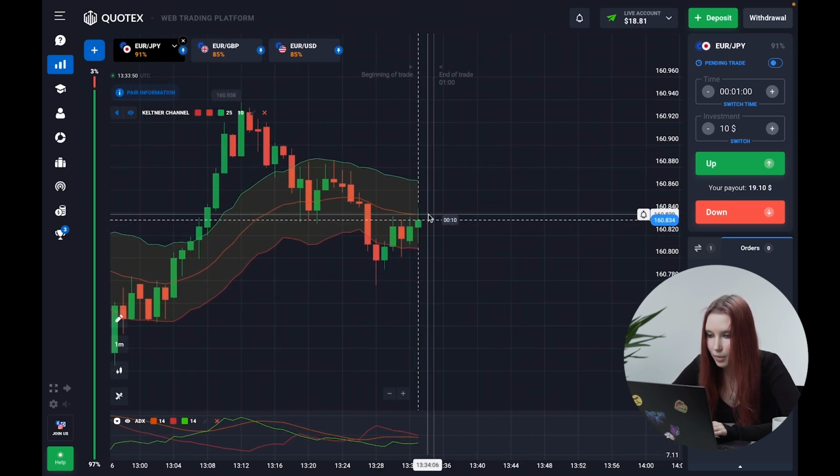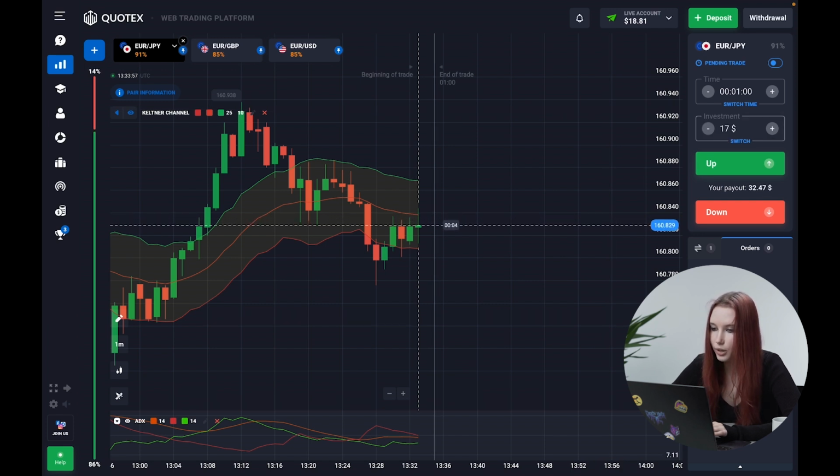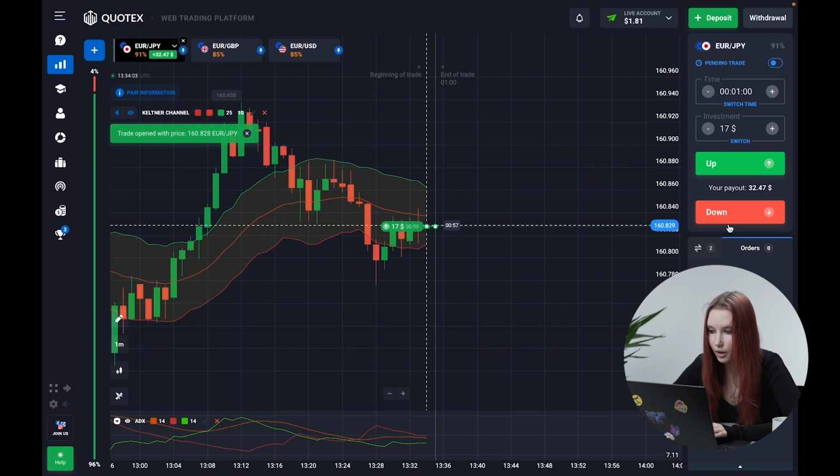So, a very volatile market, and when the price is at the middle line of the Keltner channel indicator, I will trade here with 70 bucks. Here I'll increase my investment, and step by step I think my profit will be bigger. Okay, trade up, let's go.